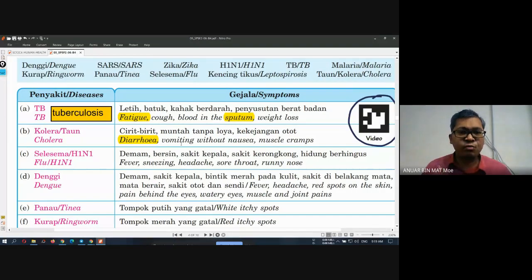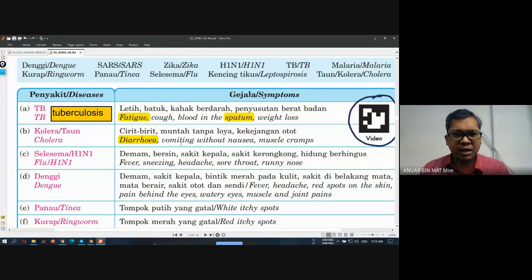Diarrhea, because there is too much water, the feces is mixed with excess water. Okay, because maybe there is an infection on the large intestine and small intestine. There is an infection. Okay.